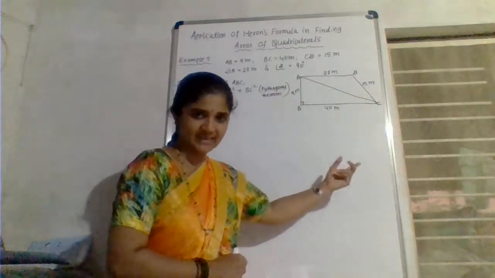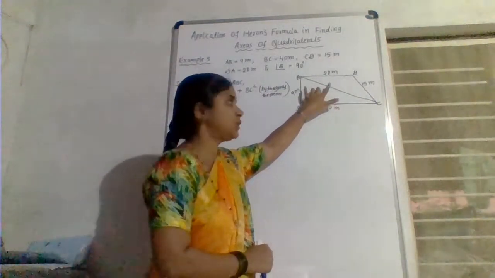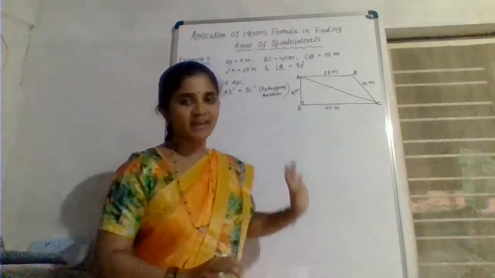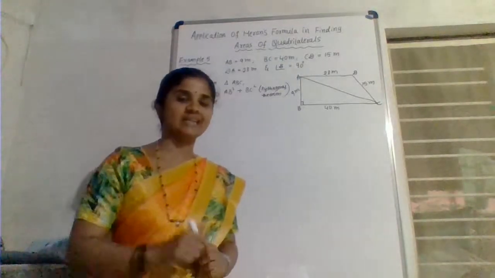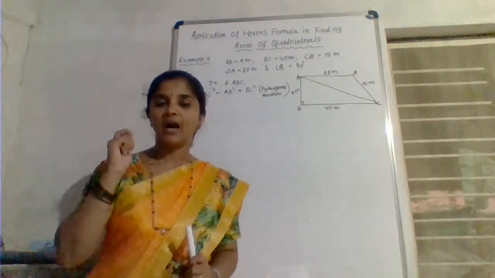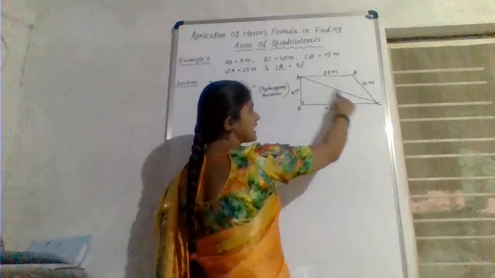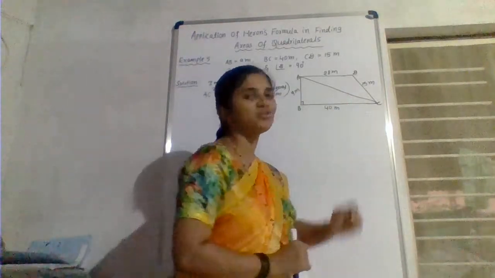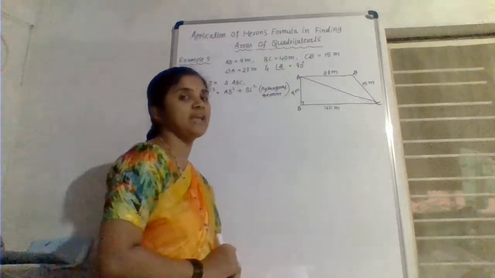But it is necessary to find AC to find the area of this triangle. So AC we have to find out. Then how can we calculate AC? First let us concentrate on how to find the AC side. Now we are observing triangle ABC is a right angle triangle, so you all know how to find AC. AC acts like the hypotenuse in triangle ABC.